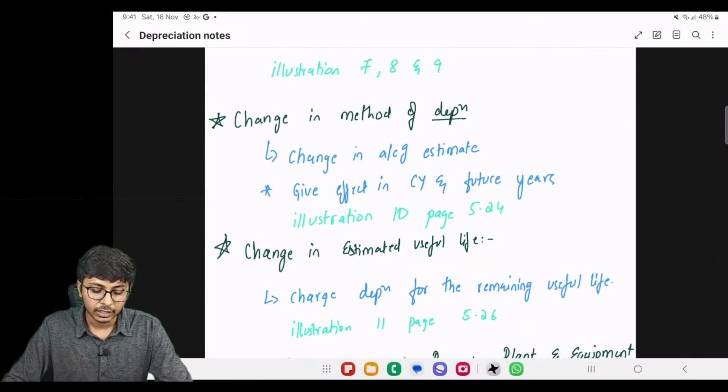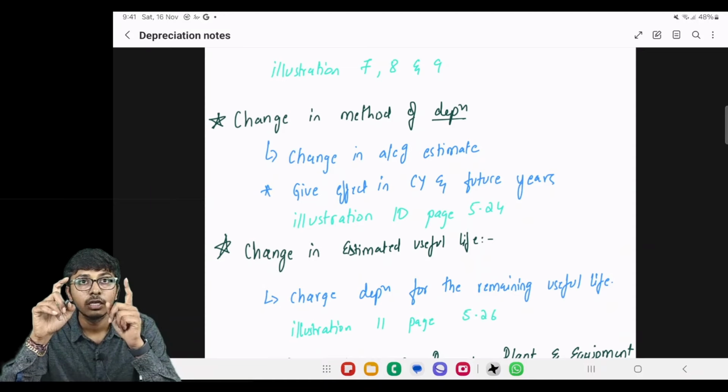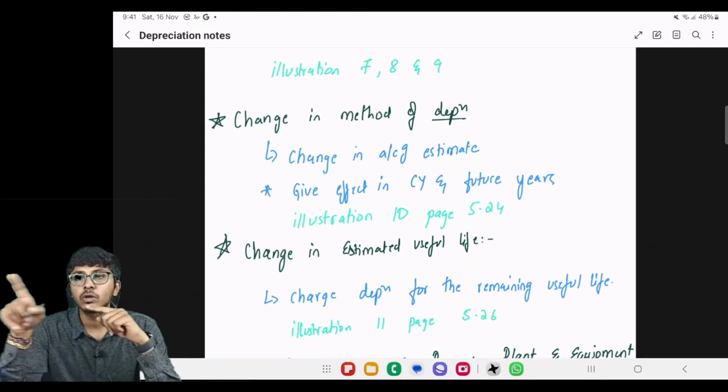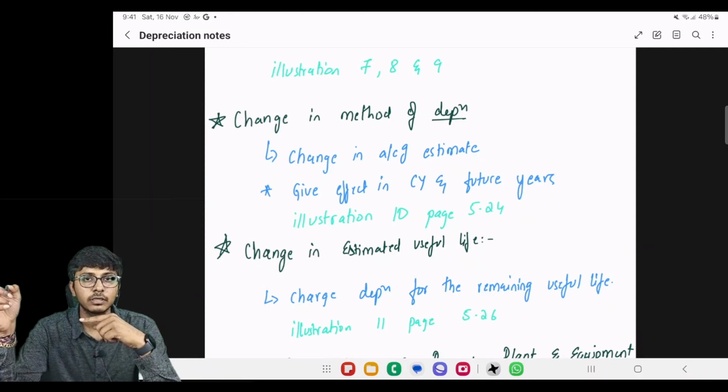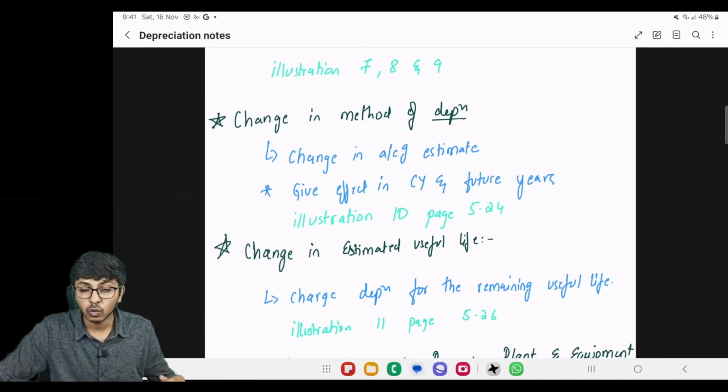Quickly, we will see the next topic, change in method of depreciation. Suppose you are doing WDV and now you want to move to SLM, or you are doing SLM and now you want to move to WDV, or the sum of years digits method. If you want to change like this, can you change? Yes, you can change. So what is the rule of depreciation?